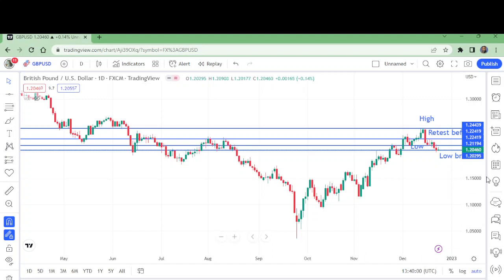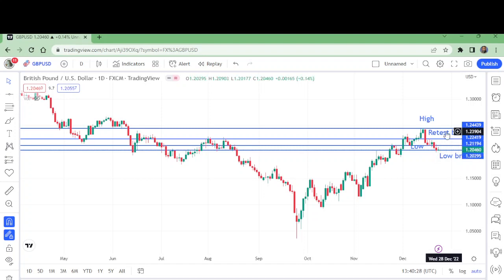This was the high of the market, and after this high, this was the low of the market. After this low, the market went up to here and made a resistance. After resistance, after retesting from here, this low was broken. Now this low has been broken.